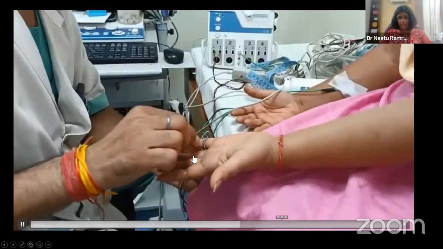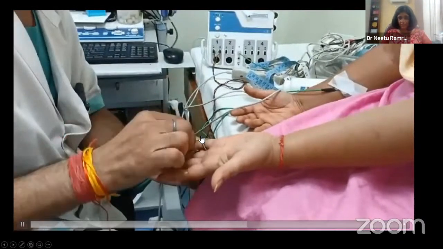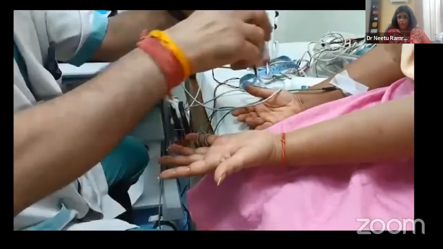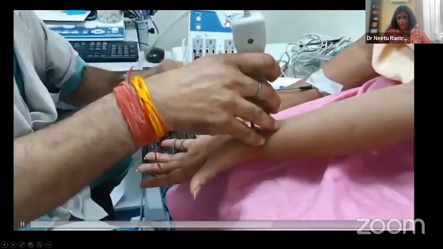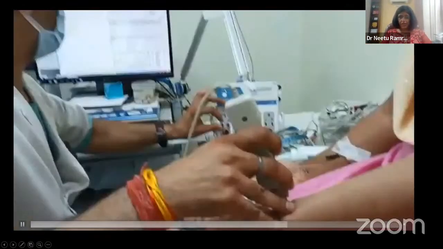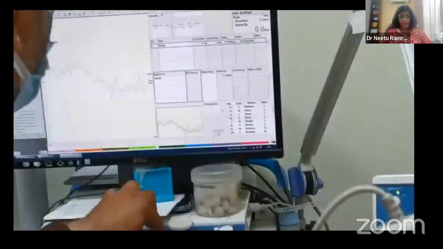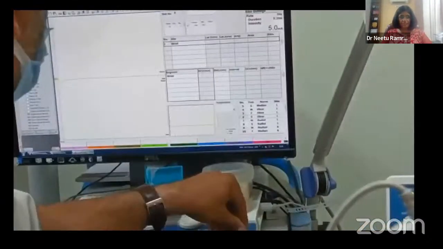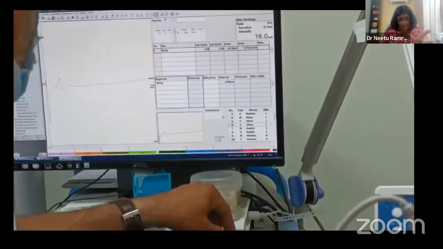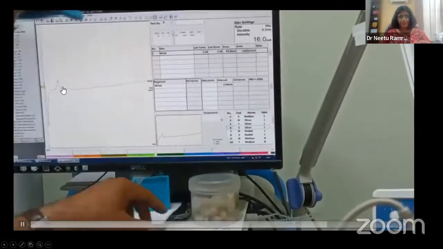Now the same study is being done for the ulnar nerve. You can see the ring electrodes being placed for the ulnar nerve, and we are using this particular stimulator on the ulnar nerve. The small potentials are coming in, and then they get averaged out and you get a sharp peak here.